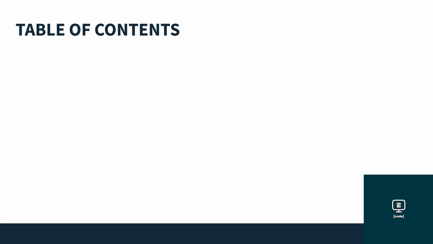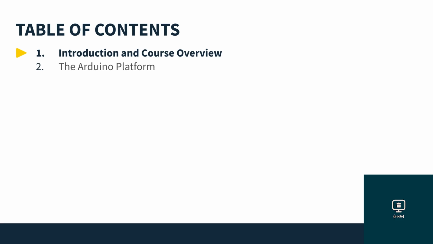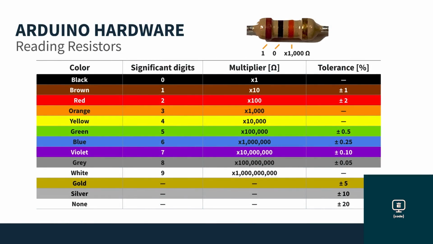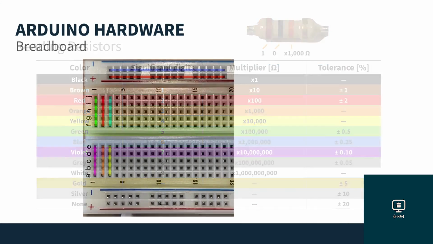Let me give you an overview of the table of contents. It starts with this course overview and introduction. Then it's going to dive into the Arduino platform, a bit about the history of Arduino and the Internet of Things and the maker movement, but also some background on electronics, how to read resistors, and how to use a breadboard.